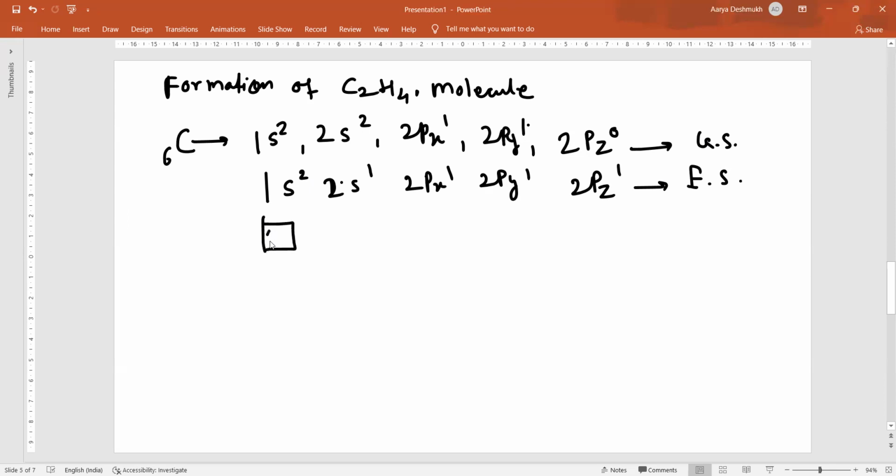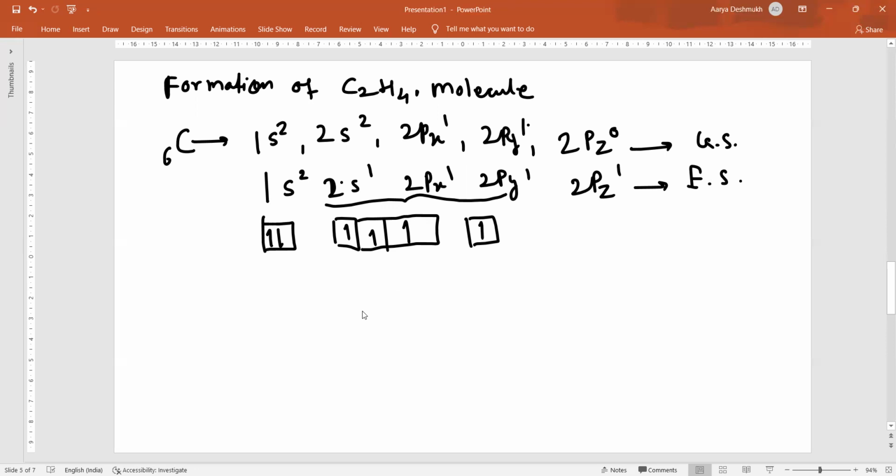Now draw the orbital notation, the box diagram. This is 2s1, and the remaining ones combine together to form sp2 orbitals, leaving the fourth one unhybridized. So these three combine together. Each carbon atom undergoes sp2 hybridization, and the one s and two p orbitals on carbon hybridize to form three sp2 hybrid orbitals of equal energy and symmetry, and two sp2 hybrid orbitals overlap axially.